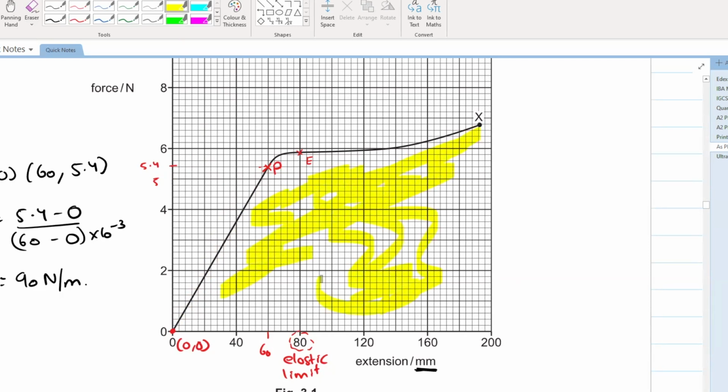Beta, this shape looks familiar. This shape is basically a trapezium. You can approximate this shape to be a trapezium.